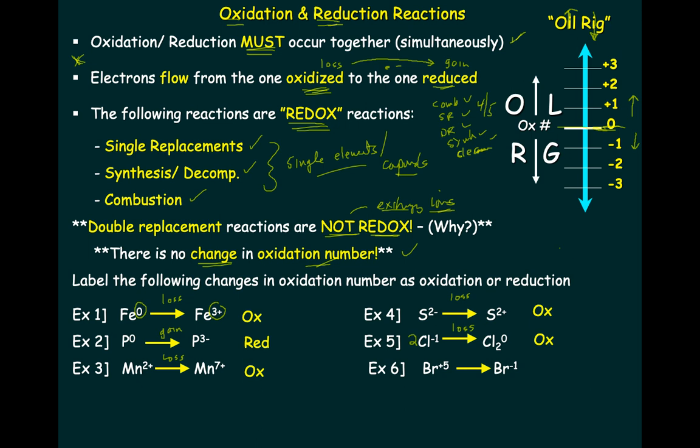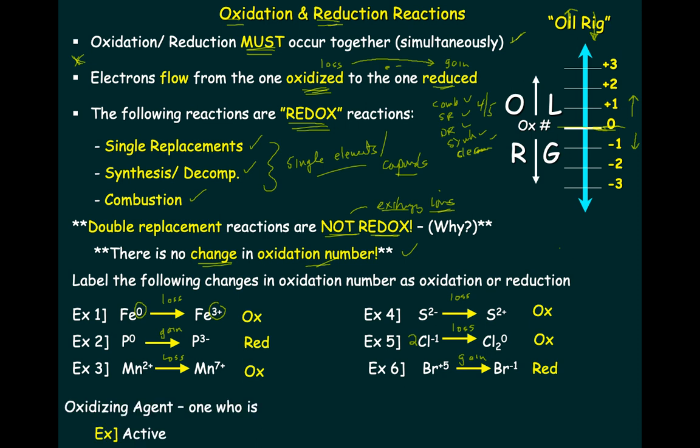And last but not least, let's say I have a +5, which would be off the chart, but up here, and I was going down to 1. I would be gaining electrons, becoming more negative. I would be reduction. Remember, when you gain electrons, you become more negative because electrons are negative.